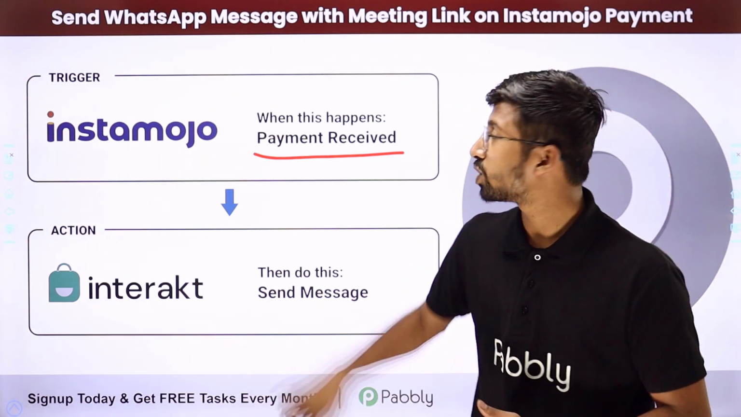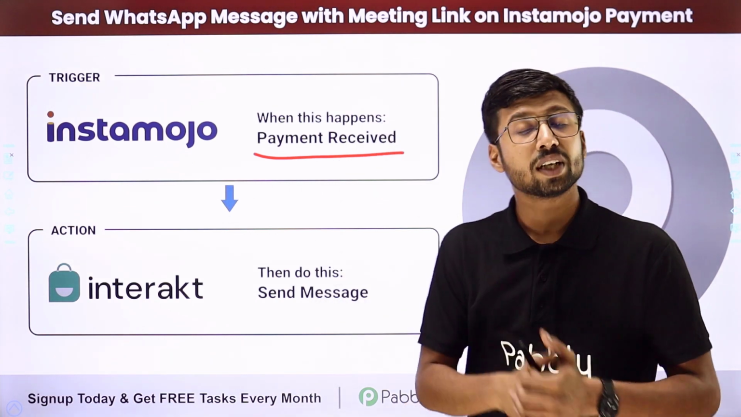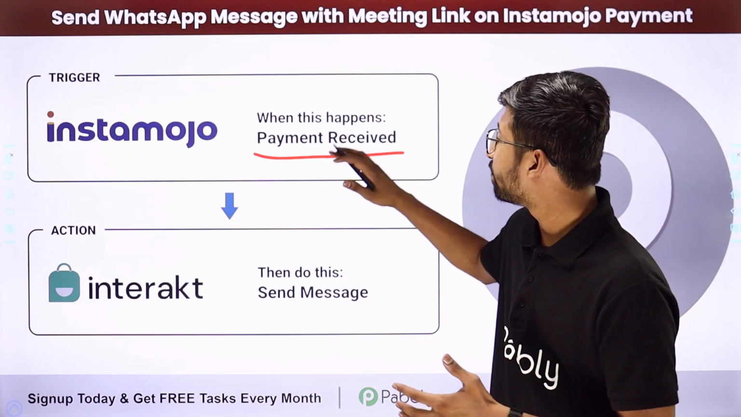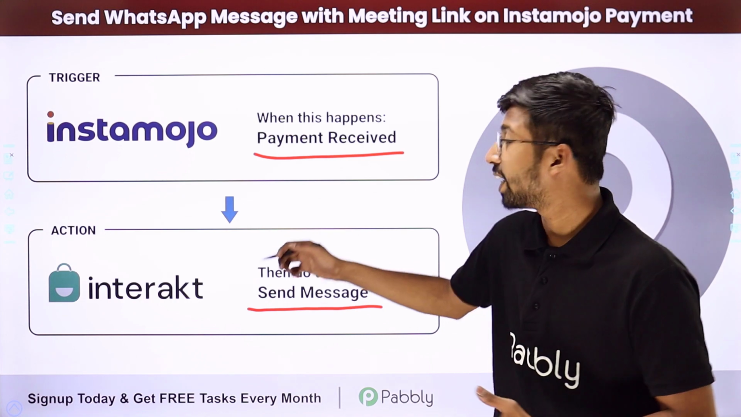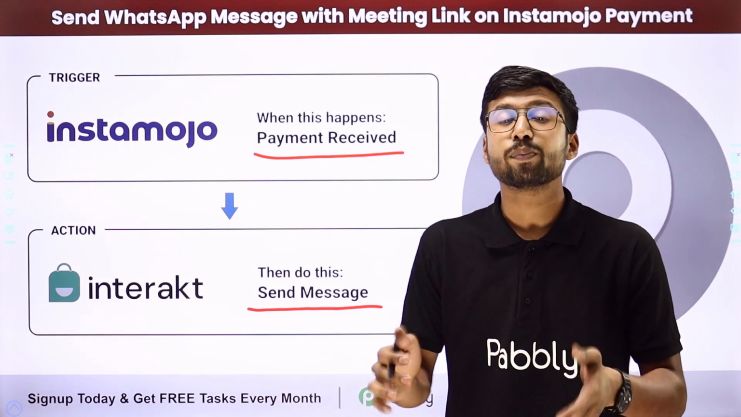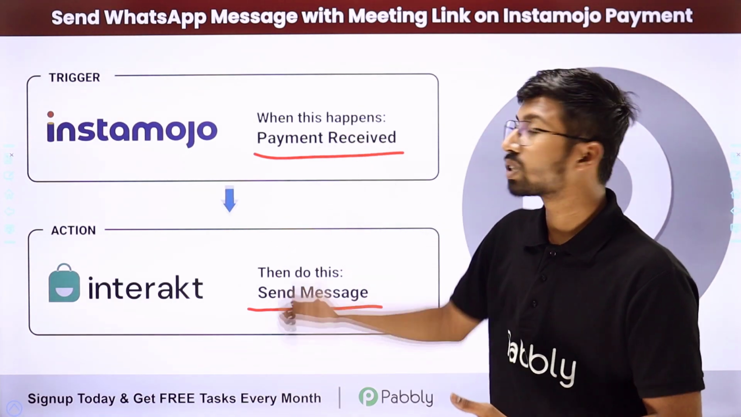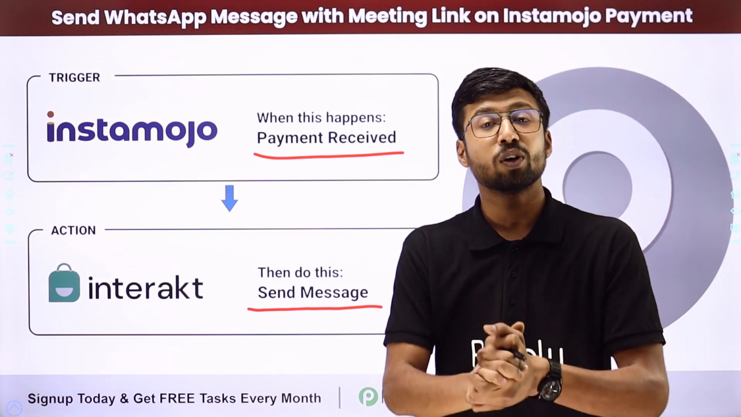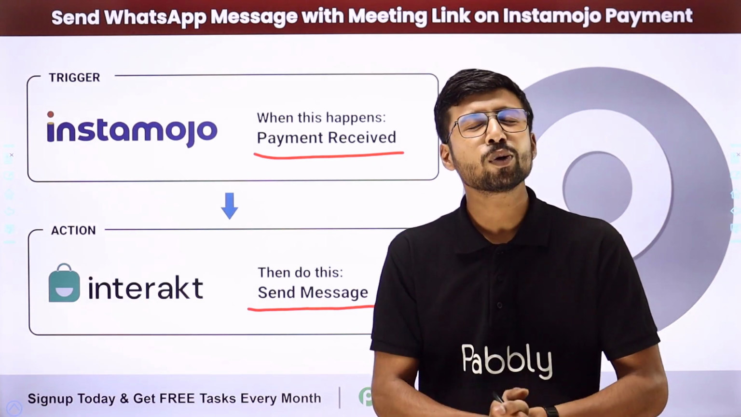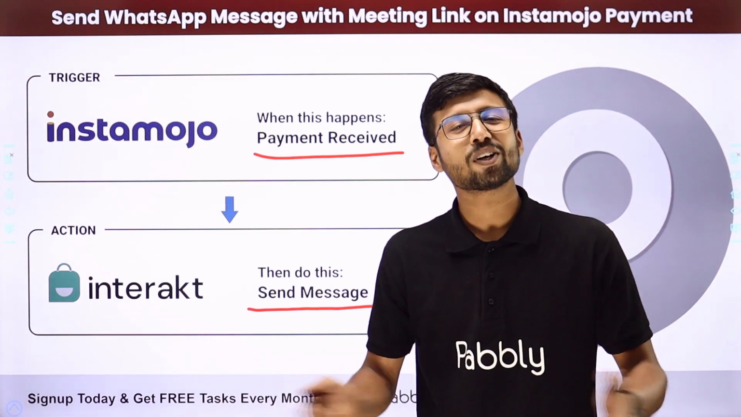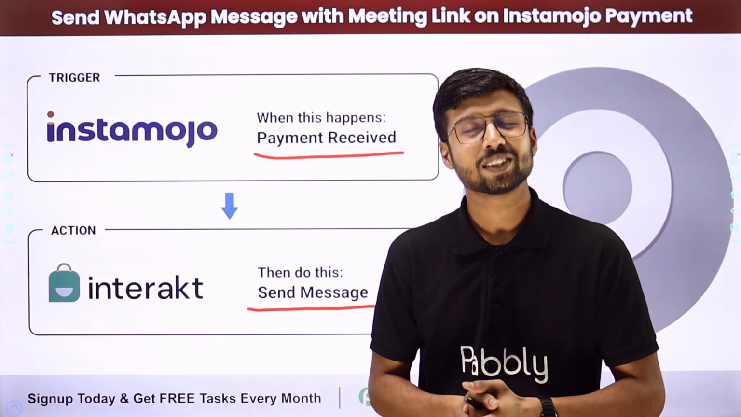So using this automation, whenever a new payment is received in Instamojo, automatically we are going to send a WhatsApp message using Interact, which is one of the official API services of WhatsApp, to the same customer who made the payment, with the meeting or webinar link. So if you want to know how you can set up this automation, for that you just have to come with me to my screen.